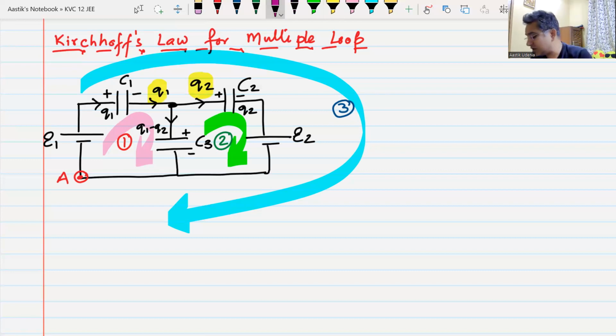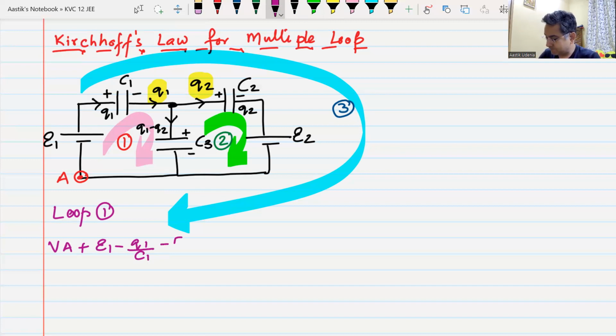Can you tell me what is the equation in the pink loop? Loop number one. VA plus E1 minus Q1 by C1 minus Q1 minus Q2 by C3 should be equal to your VA. Do we understand this? Yes, sir. This VA goes, and this is the equation for this loop, loop number one.